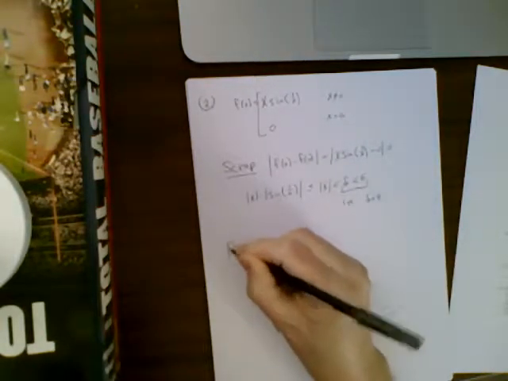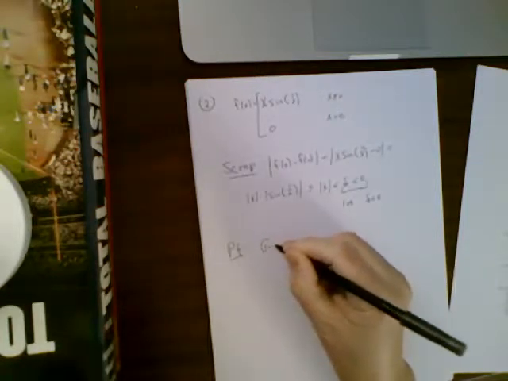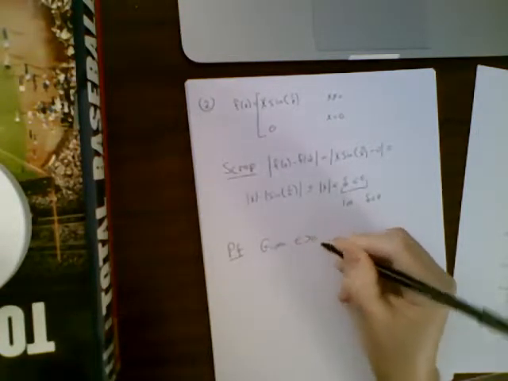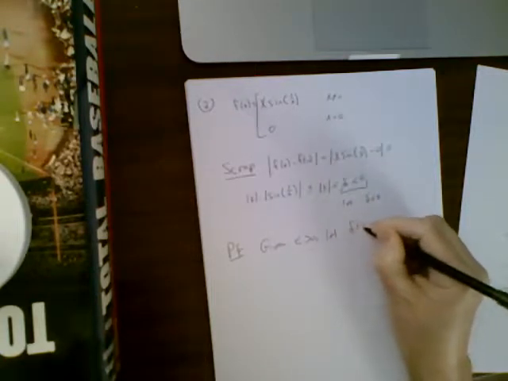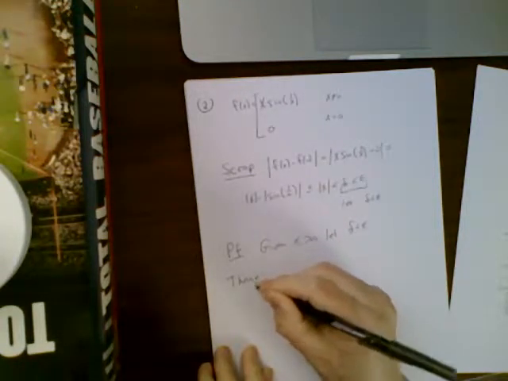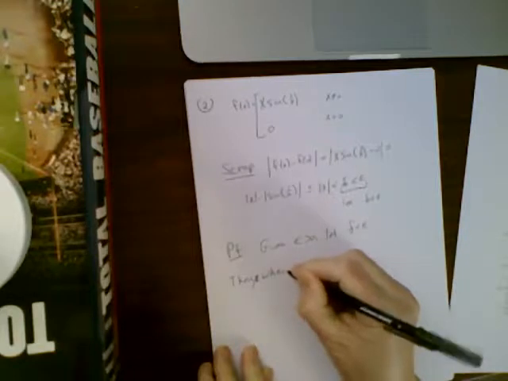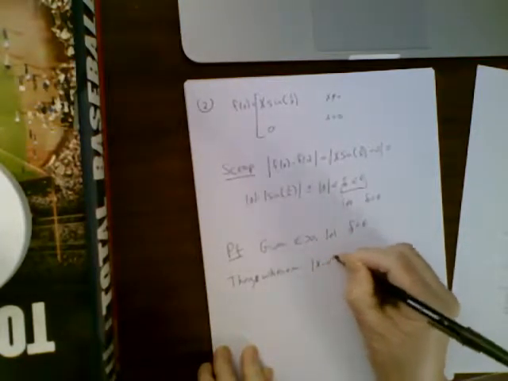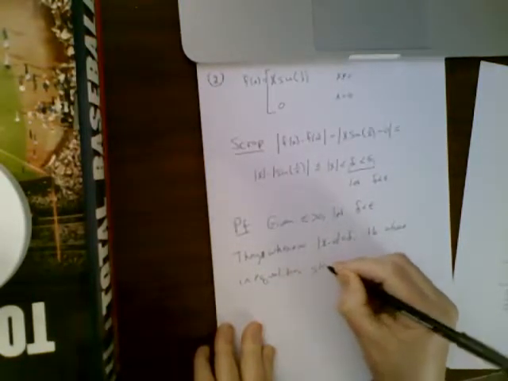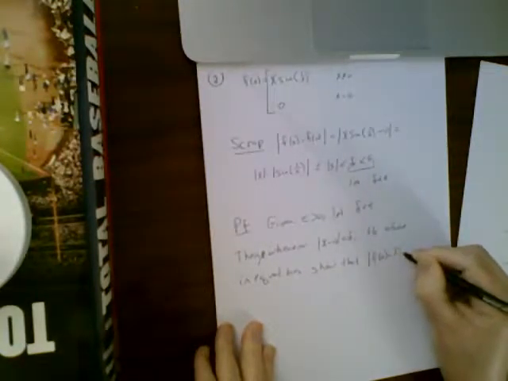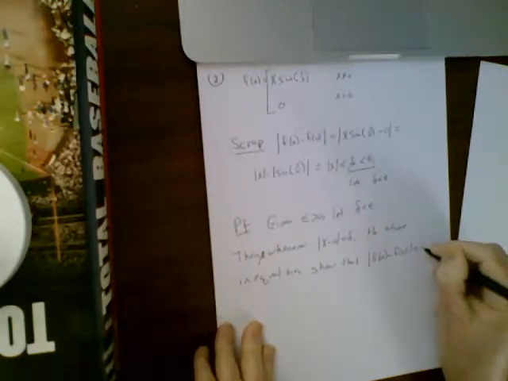So, for the proof, given epsilon greater than 0, let delta be less than epsilon. Then, whenever the absolute value of x minus 0 is less than delta, the above inequalities show that the absolute value of f of x minus f of 0 is less than epsilon.